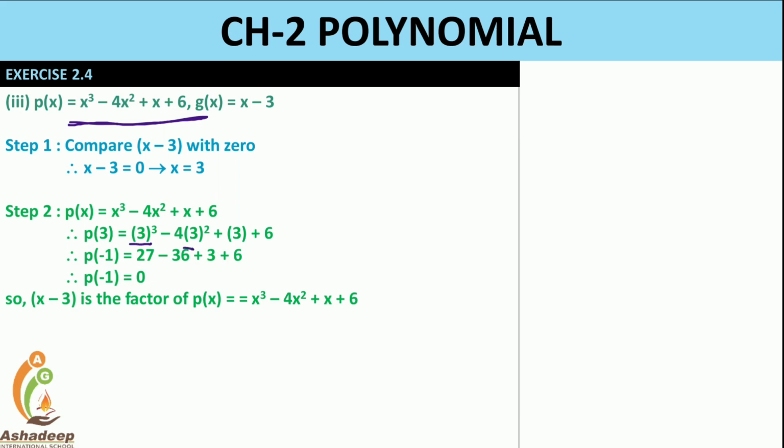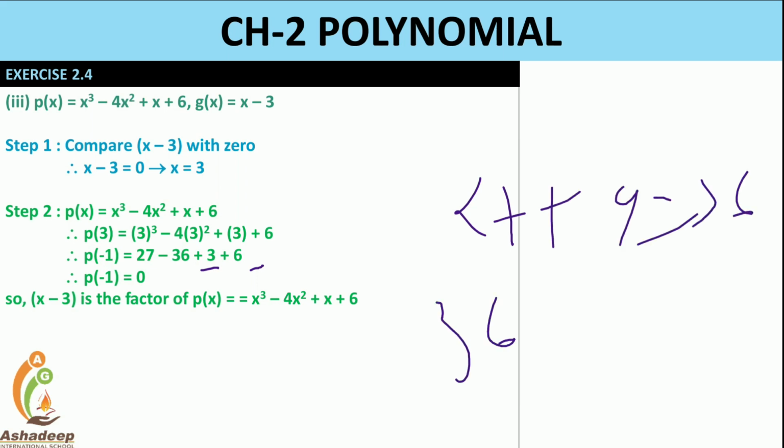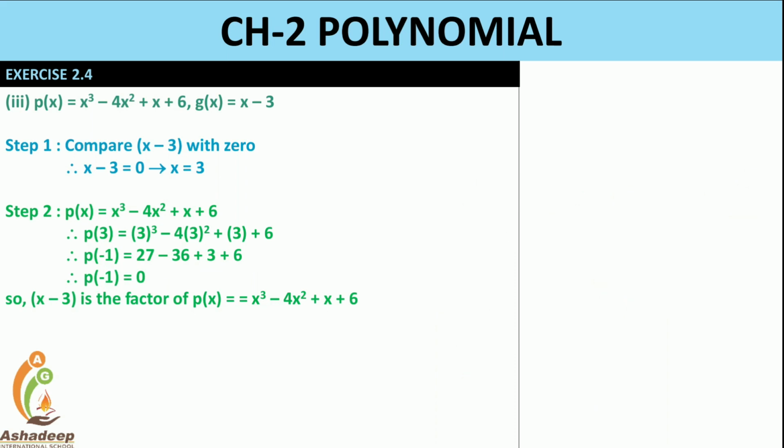So 3 cube, 3 square, 3 and 6. 3 cube is 27. 3 square is 9. 9 fours are 36. 3 as it is and 6 as it is. Now 6 plus 3 is 9. And 27 plus 9 is equal to 36. So plus 36 minus 36 is equal to 0. So p of 3 is equal to 0. If it is equal to 0, then we can say that x minus 3 is a factor. x minus 3 is a factor of the given polynomial.